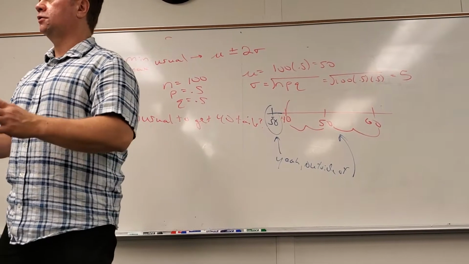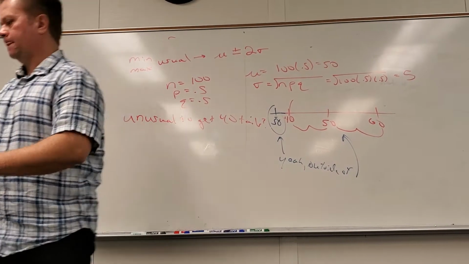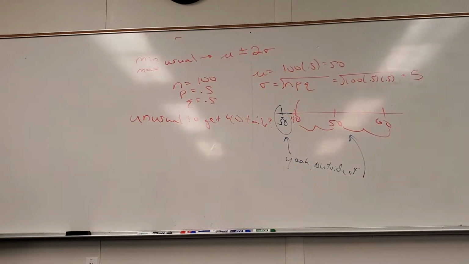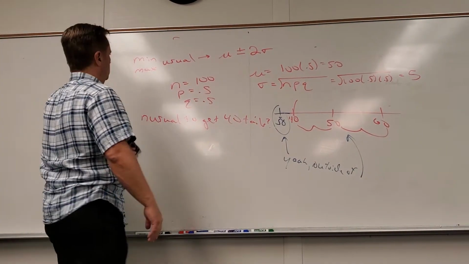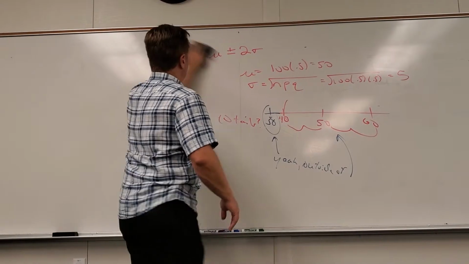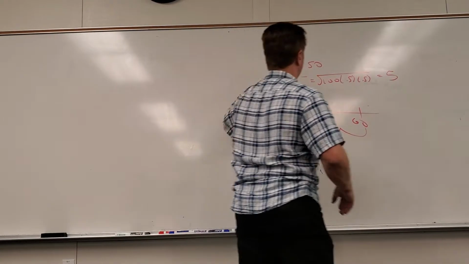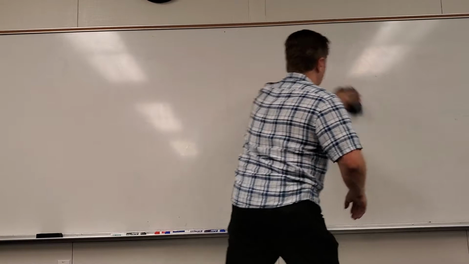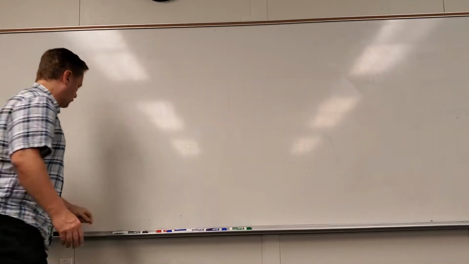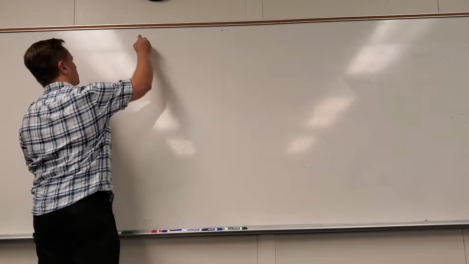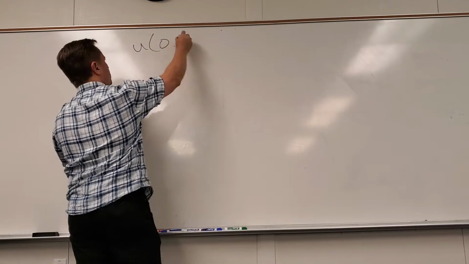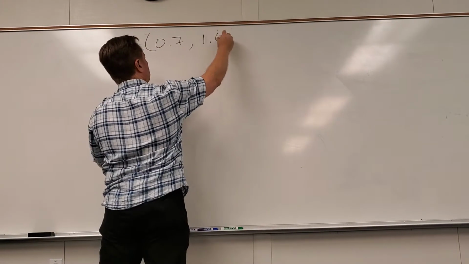Okay, now, uniform probability. Let's say I had a uniform distribution from 0.7 to 1.6.